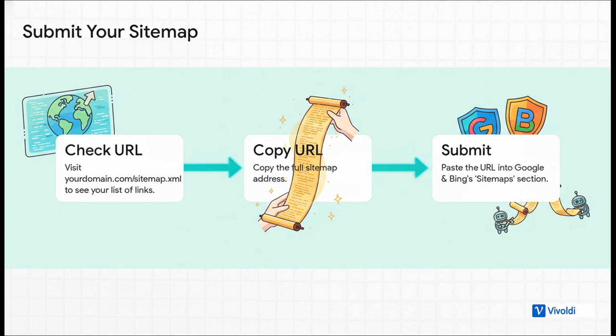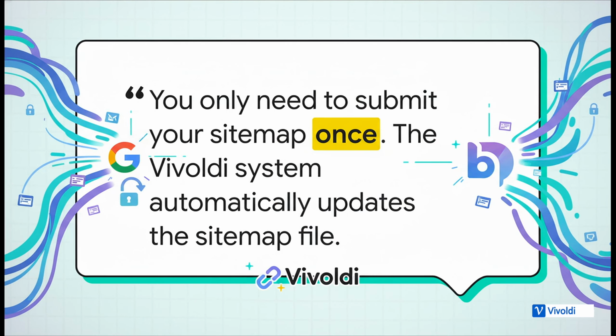Once that 24 hours has passed and you can actually see your links listed at that sitemap URL, the last step is a piece of cake. Just copy that full address, go back into Google Search Console and Bing Webmaster Tools, find the sitemap section in each one, and paste it in. And here it is, the absolute best part of this whole thing. You only have to do that once, just one time. From this moment on, every time you create a new post link, a new card link, whatever, Vivaldi automatically updates that sitemap file for you. You never have to touch it again. It's set it and forget it.